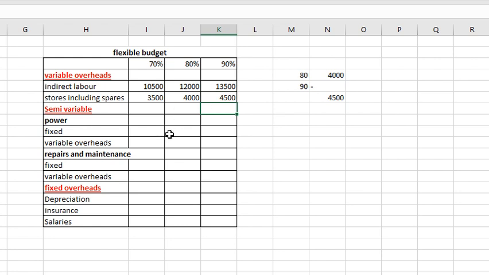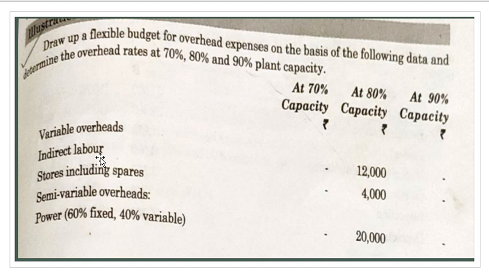Now for semi-variable overheads, we need to look into the question. You have two semi-variable overheads, which are power and repairs. Under power and repairs, it is clearly stated that power is 60% fixed and 40% variable. What is the total cost of power? 20,000. In this 20,000, we need to find out how much is 60% fixed and how much is 40%.